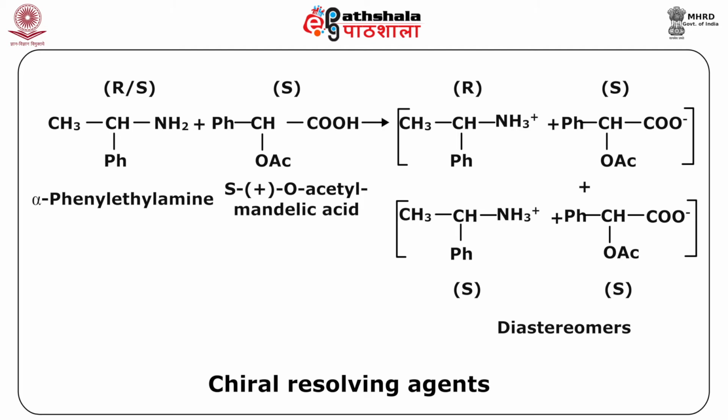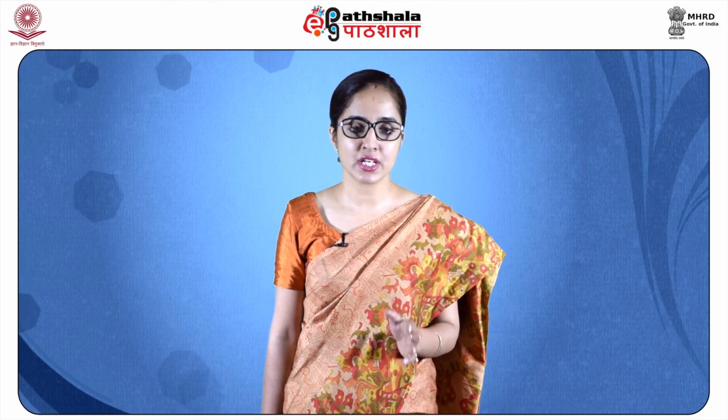The integration of the two doublets can determine the percentage of the R and S isomers in the particular mixture. So now you can very well appreciate that even IR spectroscopy cannot differentiate between enantiomers. However, using chiral resolving agents, we can differentiate between two enantiomers in NMR spectroscopy.